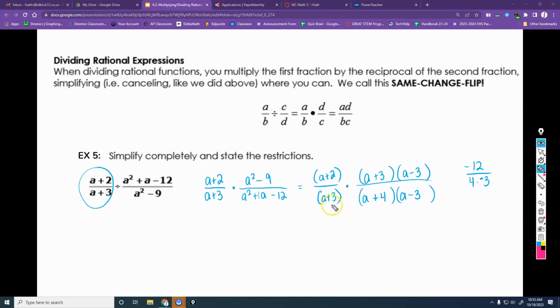We're going to look at the denominator. So I got a plus 3, so restrictions. A cannot equal negative 3, because I've got that a plus 3 right there. I've got a plus 4, that means a cannot equal negative 4. And I've got a minus 3, that means a cannot equal positive 3. Now, for the division problems, the denominator here was the numerator over here, right? So the numerator right here was the denominator whenever it was over here.